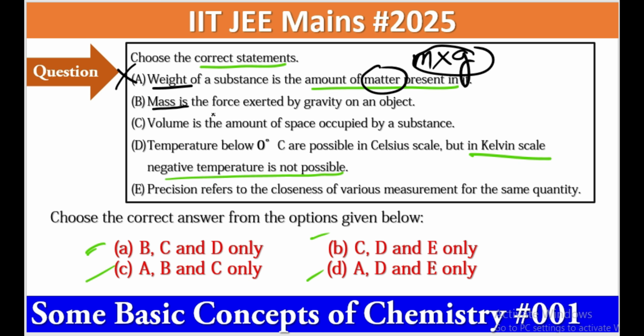Now, if you see statement B, mass is the force exerted by gravity on an object. So, basically, it is not mass, it is weight, right? Weight is the force exerted by gravity on an object. So, statement B is also wrong.